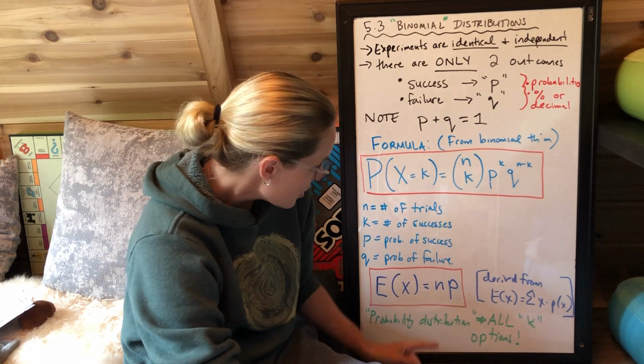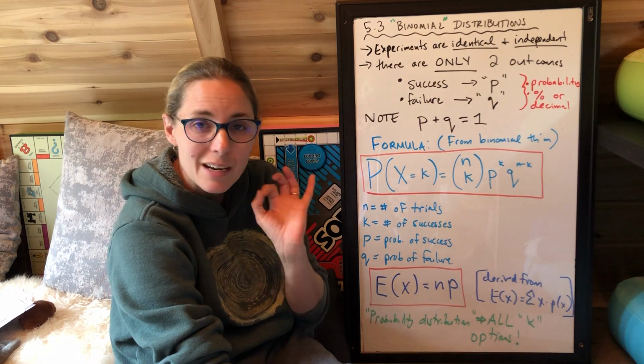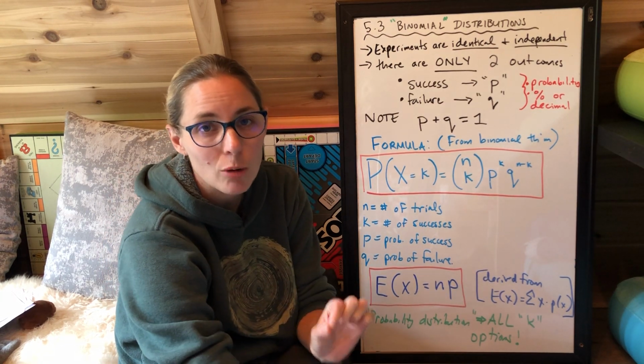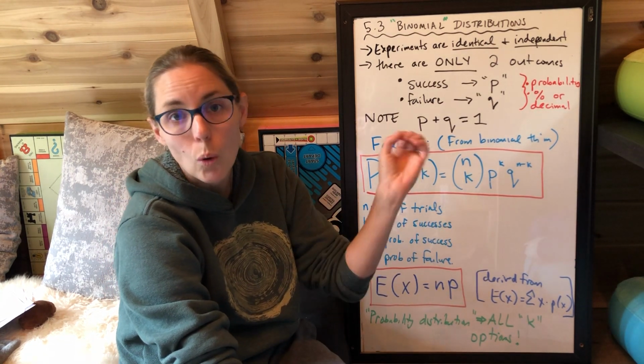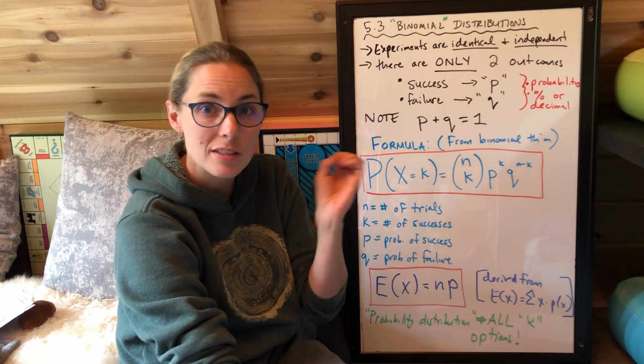Hold on, Morgan. So that means if you're talking about the probability that it rains in a week, you would have to look at the probability it rains 0 days, or 1 day, or 2 days, or 3 days, or 4 days, or 5 days, or 6 days, or 7 days.